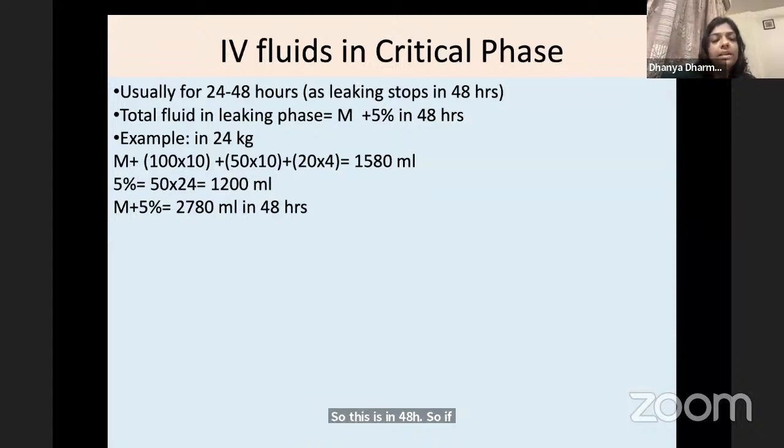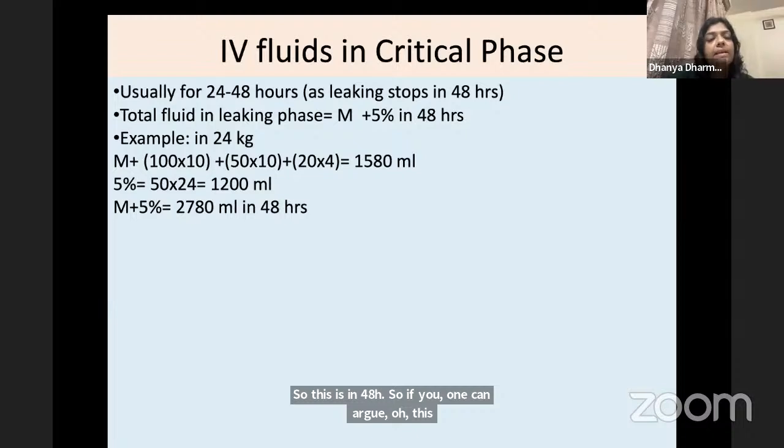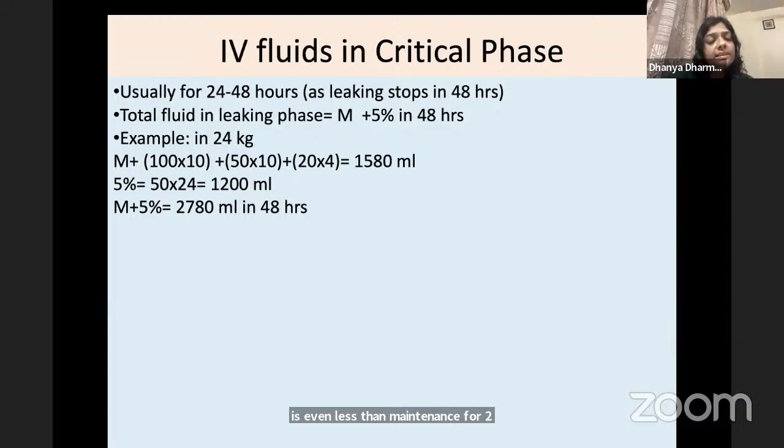One can argue, oh, this is even less than maintenance for 2 days. But actually, this is the total volume that is recommended so that you do not give too much, overload, or cause pulmonary edema. In the leaking phase, especially if the patient is not in shock, each one of us has to remember: once you know the fever has gone, the patient is in the leaky phase, you have warning signs or evidence, or high suspicion, you start calculating this, so you know what volume you need to infuse totally in 48 hours.